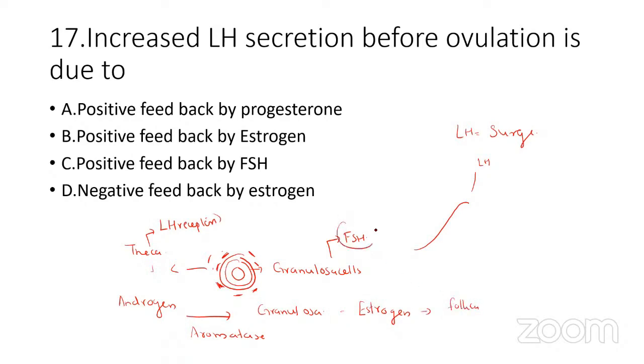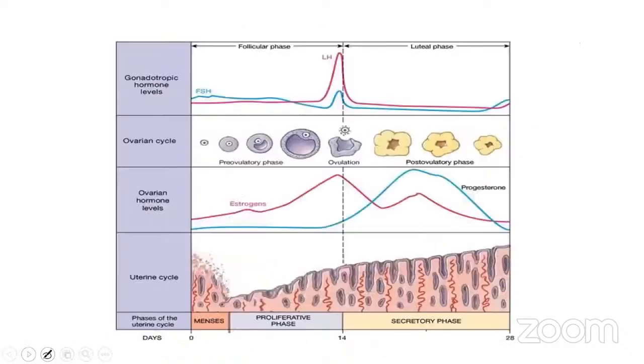Then what is the role of FSH? When FSH acts on the FSH receptors of the granulosa cell, it stimulates the aromatase enzyme, which converts androgen to estrogen, and increases the level of estrogen. When the level of estrogen increases, it finally causes a positive feedback on LH and increases the LH surge. That's the basic mechanism.